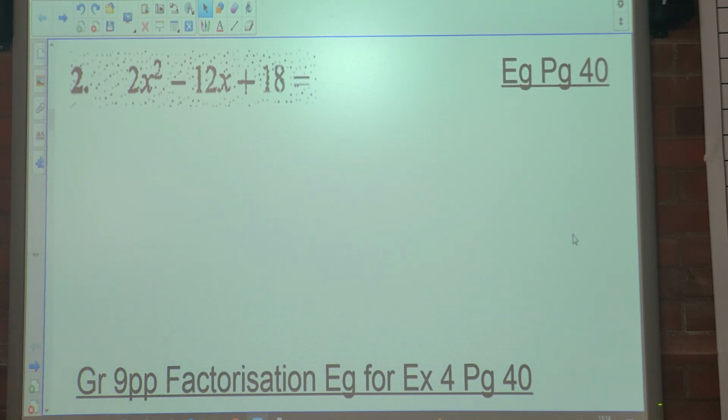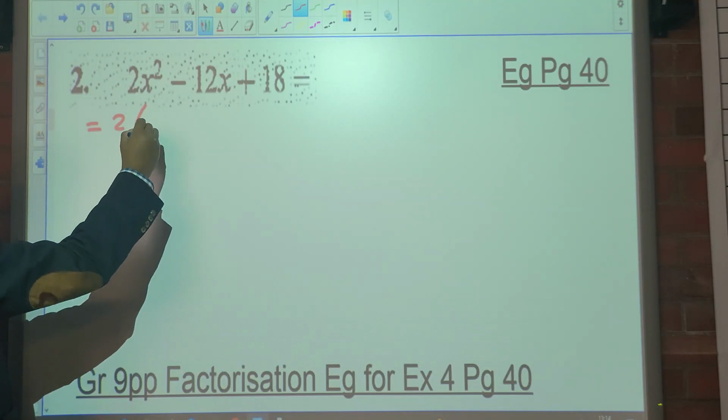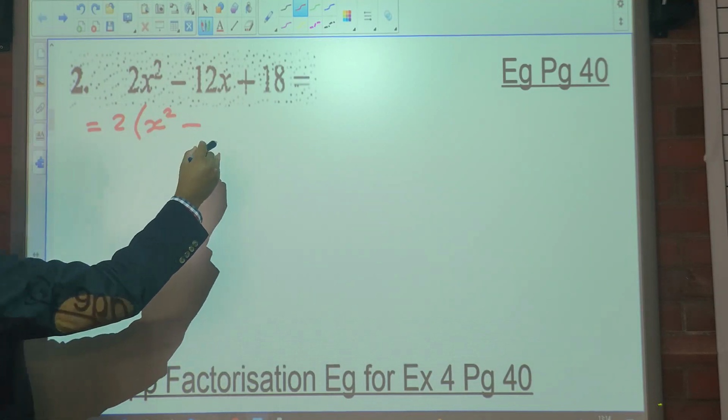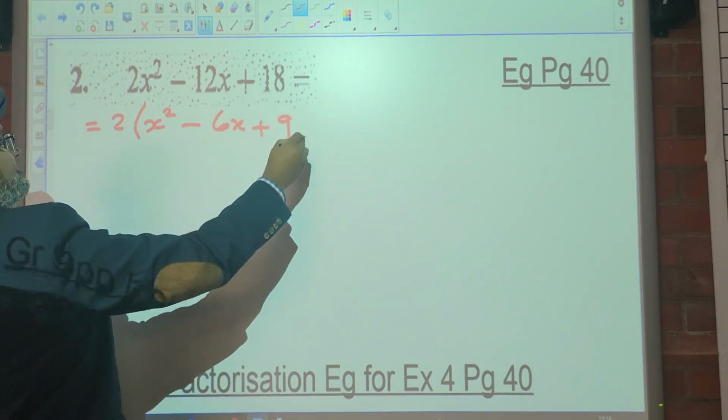People, number 2, we've got 2x squared minus 12x plus 18. Write that one down. 2x squared minus 12x plus 18. Has Cornelius completed the examples already? Oh, nice. So you know what's happening. So what is common? 2. So what are we left with? x squared minus 6x plus 9.